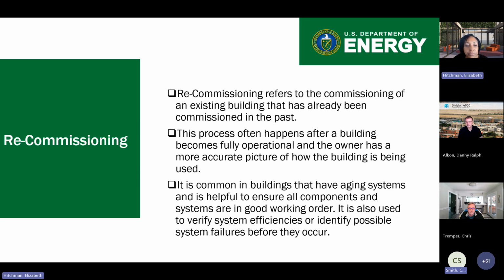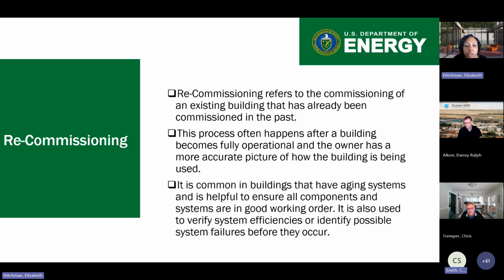The next one is recommissioning, which I just mentioned. That refers to the commissioning of an existing building. Again, the key word is existing. If you've already done it in the past, so the building has to have already been commissioned to be considered recommissioning. That's really important. This process often happens after a building becomes fully operational and the owner has a more accurate picture of how the building is being used.